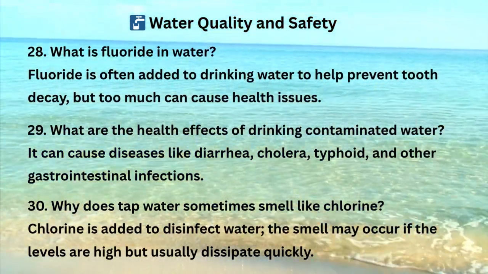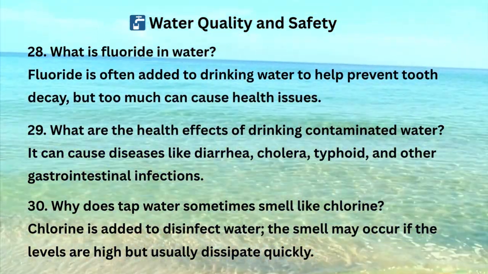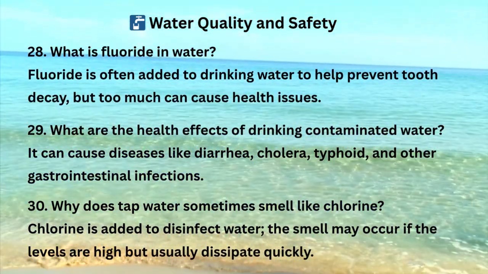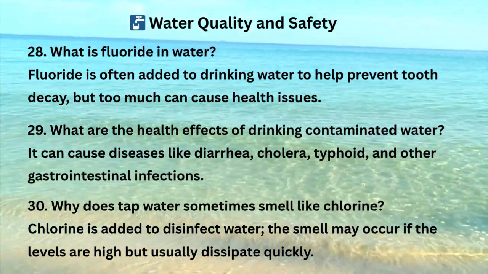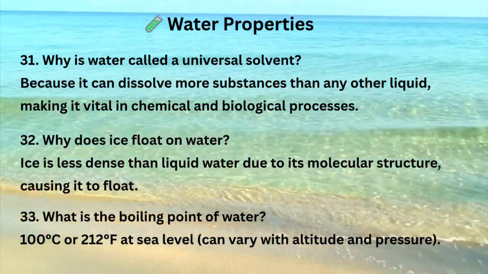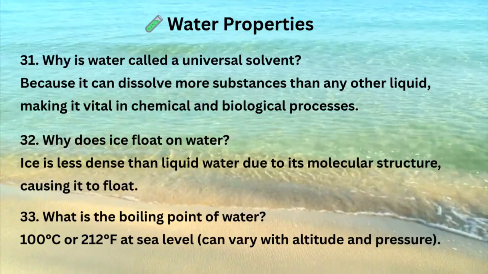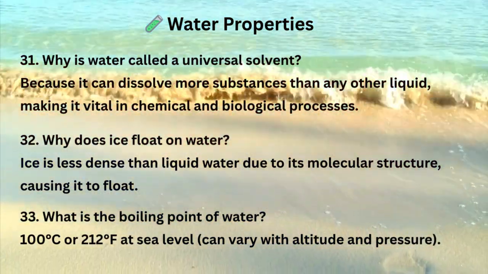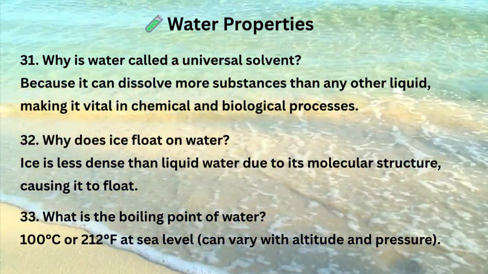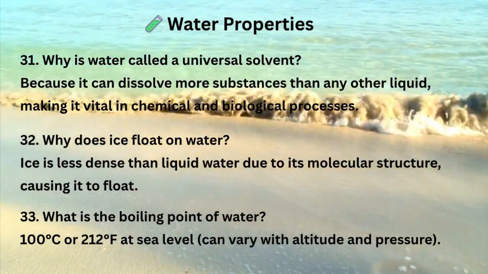30. Why does tap water sometimes smell like chlorine? Chlorine is added to disinfect water. The smell may occur if the levels are high but usually dissipates quickly. 31. Why is water called a universal solvent? Because it can dissolve more substances than any other liquid, making it vital in chemical and biological processes.